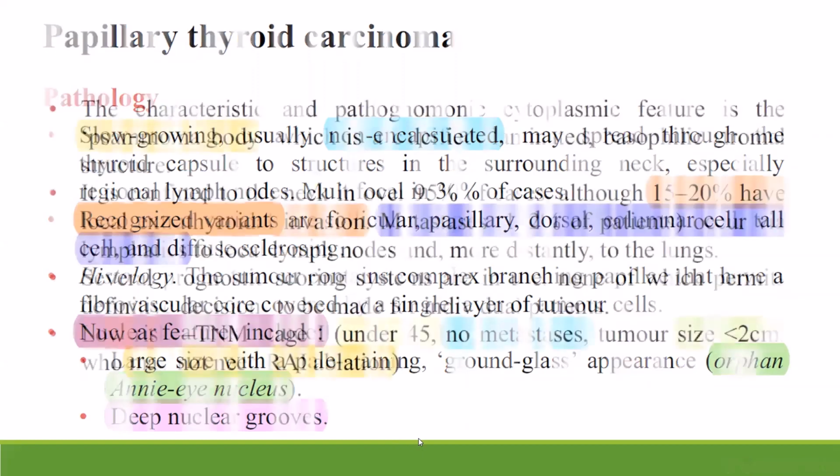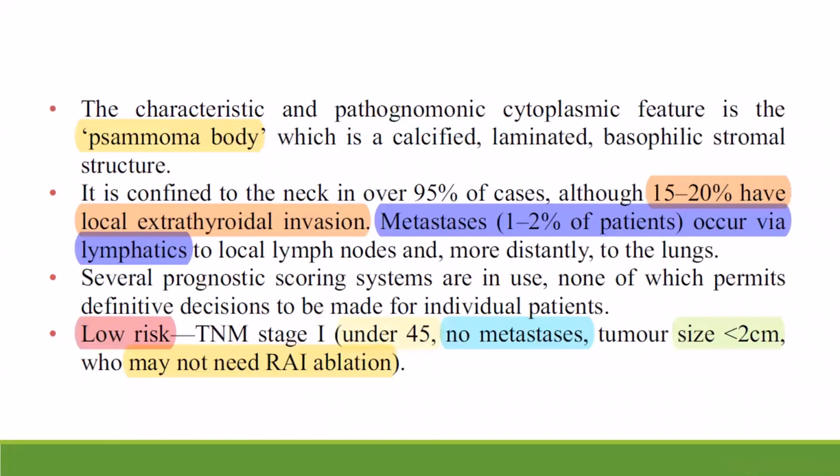This is not very important, but what is important is that usually 15 to 20% have local extrathyroidal invasion, and metastasis occurs via lymphatics in about 1 to 2% of patients. Usually the patient is classified as low risk if the age is under 45 years. So in a young patient, any patient presenting with papillary thyroid cancer will be classified as low risk, which is stage 1 or stage 2 if under age 45.